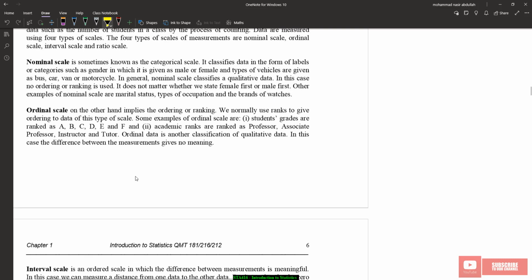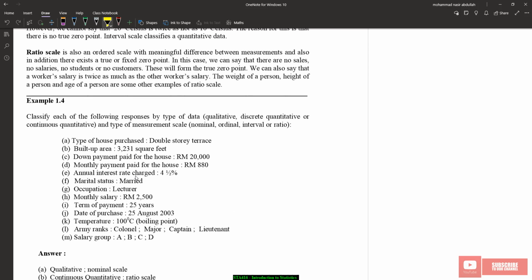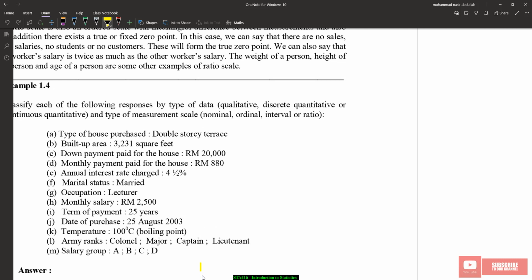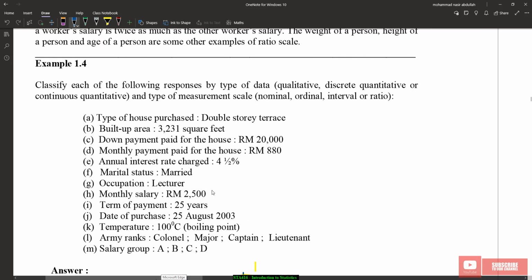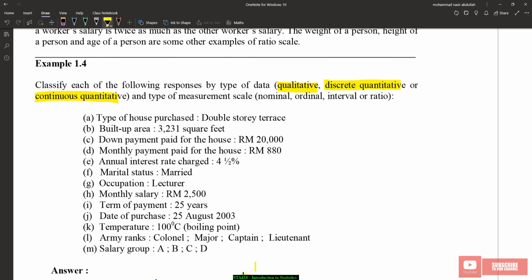So for scale of measurement, we already discussed before. So now, let's look at this one before we end our session. Right. Classify the following response by type of data: qualitative, discrete quantitative, or continuous quantitative. And the type of measurement scale, whether nominal, ordinal, interval, or ratio. So type of house purchase. So whether a double story terrace, a single story terrace, bungalow.